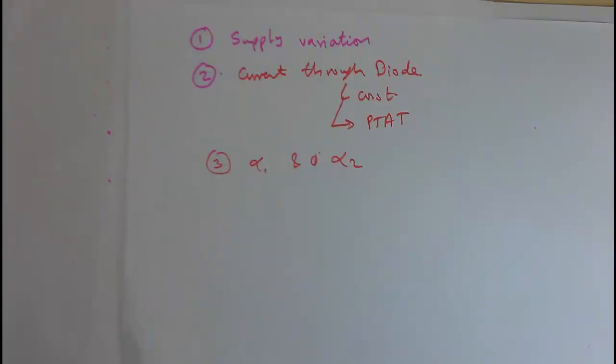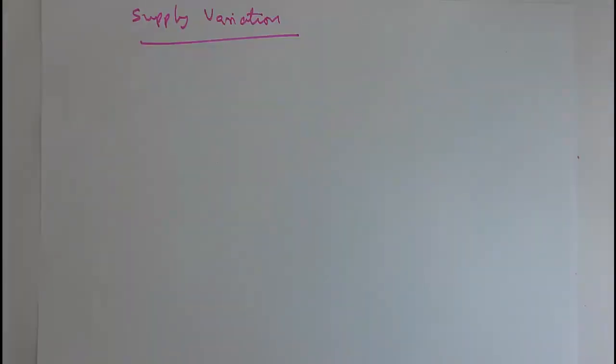We will start our discussion with the first point, that is supply variation. So let's discuss the supply variation. Initially, when we started the discussion of BGR reference, we said we should take care of the supply variation and our reference voltage should not vary with the supply voltage. But later on in our discussion, we didn't mention anything about the supply variation. So how the supply variation is being eliminated and how the effect of supply is eliminated in our circuit, that we will explain now.